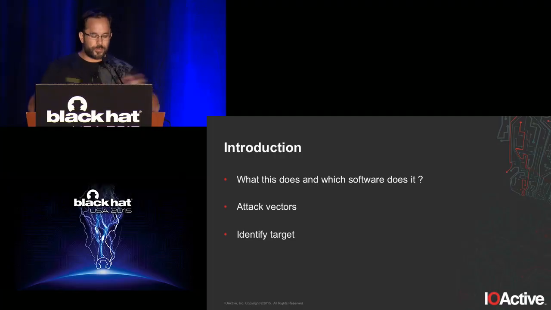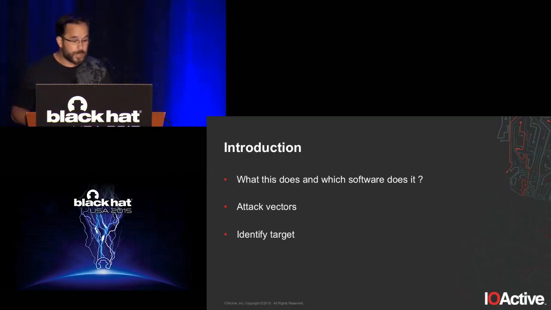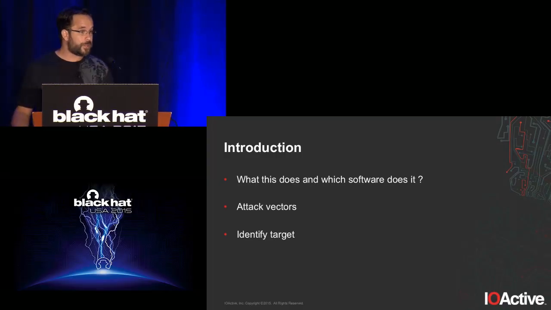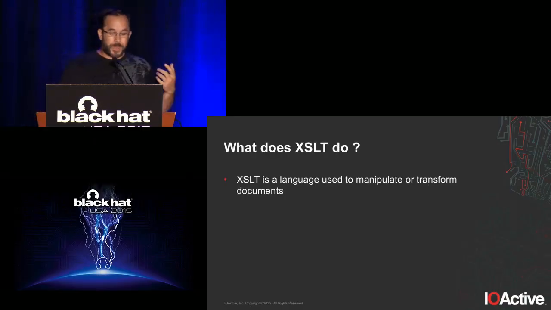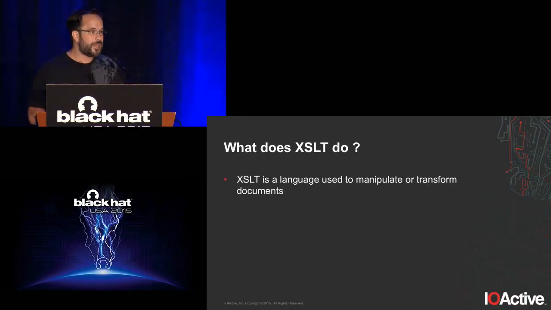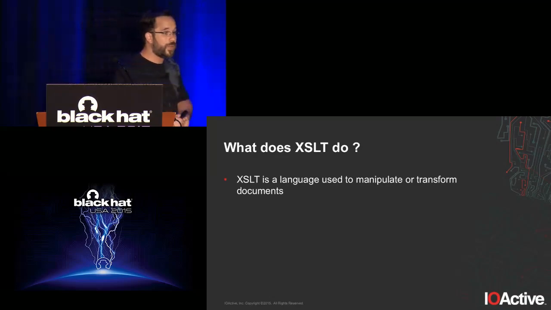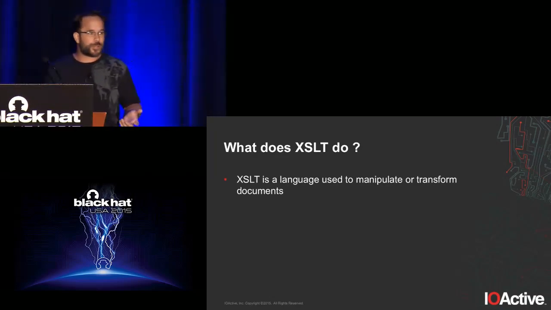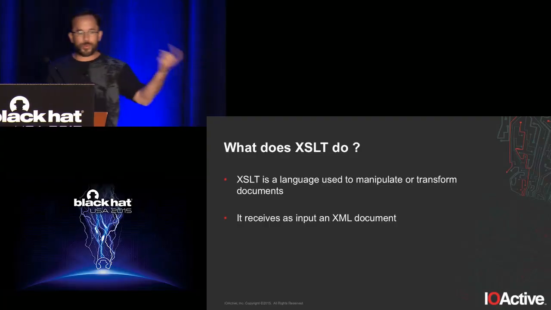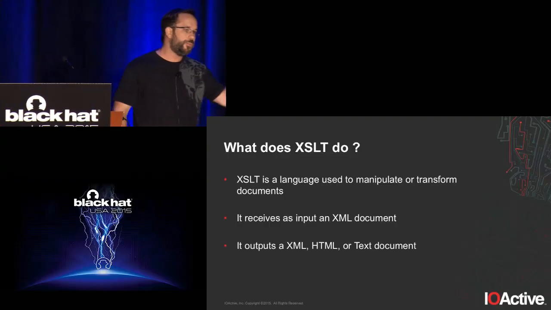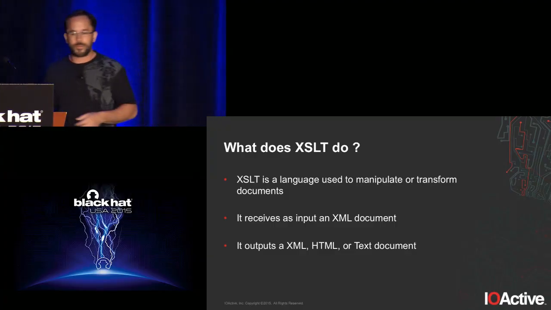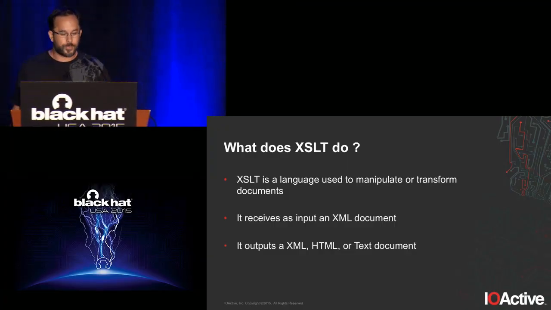So briefly, I will start by saying what XSLT does, how we're going to use it to attack the implementations, and how we could eventually identify who's our target in here. So, as I was saying, XSLT is a language that was created along with XML, and is commonly used to transform an XML document. It receives as an input an XML document, and it produces as an output a new document, which could be, again, an XML, a text file, or an HTML document.